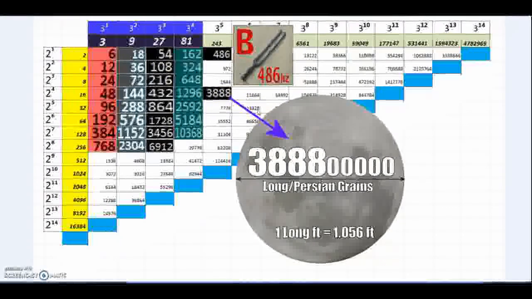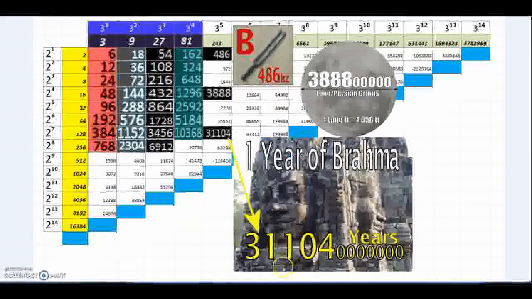3,888. If you search these numbers, there's a lot more to them than this. I'm just going with the cards I've prepared, and it's a short list really. There are lots of other interesting aspects to each one of these numbers, but 3,888, we have a reference to the size of the moon, and 31,104, the year of Brahma. We see how this number appears throughout Buddhist and Hindu arithmetic and sacred number.